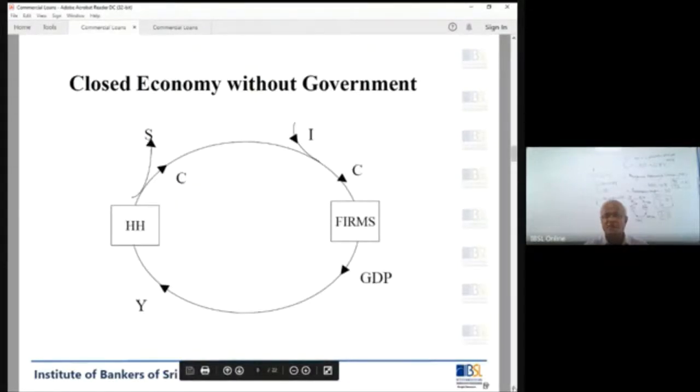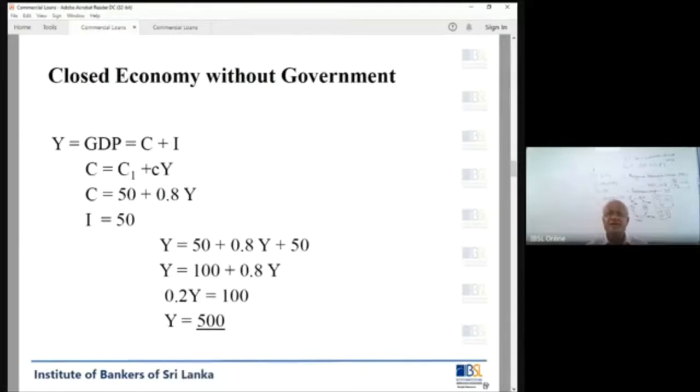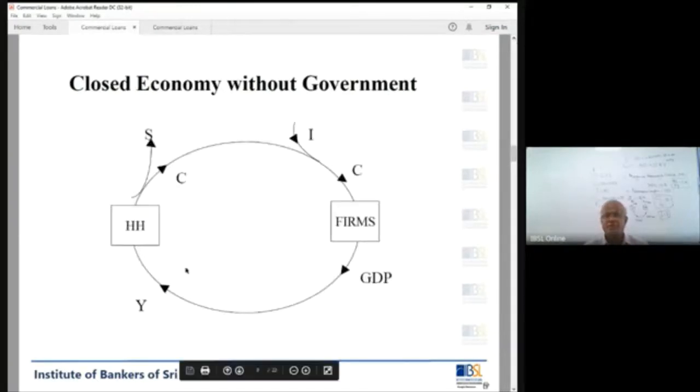Now we calculated, when income is 500 in this model, consumption is 450. Total output is 500, GDP 500, investment 50, consumption 450. We can calculate this 450 using the consumption function. We substitute 50 plus 0.8 Y, and you can get the consumption.